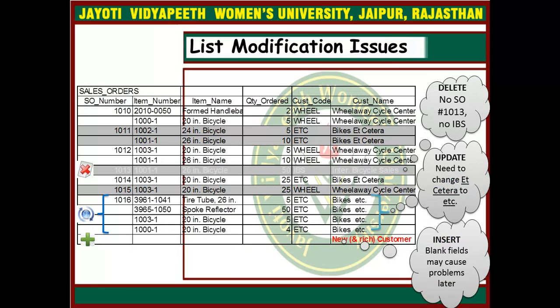Now comes the list modification issues. You see here this table where we discuss the three problems: delete, update and insert. In this you cannot delete this because no SO 1013, no IBS. Okay, so in the update you need to change it every time in every row. If you insert, this blank field may of course cause a problem, because all fields should be mandatory to fill while we are creating a database.